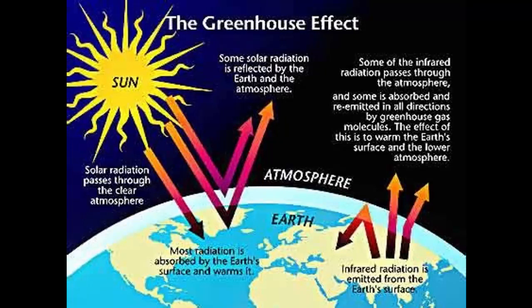The greenhouse effect: solar radiation passes through the clear atmosphere. Most radiation is absorbed by the Earth's surface and warms the atmosphere, while some solar radiation is reflected by the Earth and the atmosphere. Some of the interacted radiation passes through the atmosphere and some is absorbed and re-emitted in all directions by greenhouse gas molecules. The effects of these are to warm the Earth's surface and the lower atmosphere. Infrared radiation is emitted from the Earth's surface.